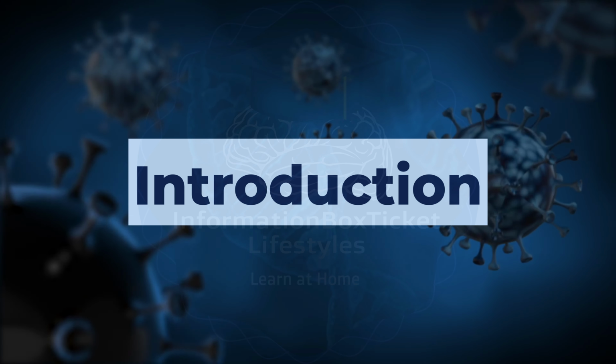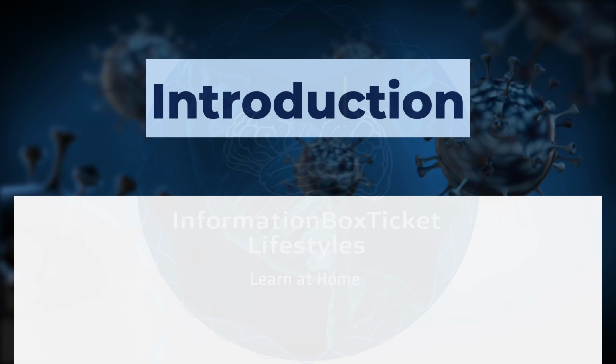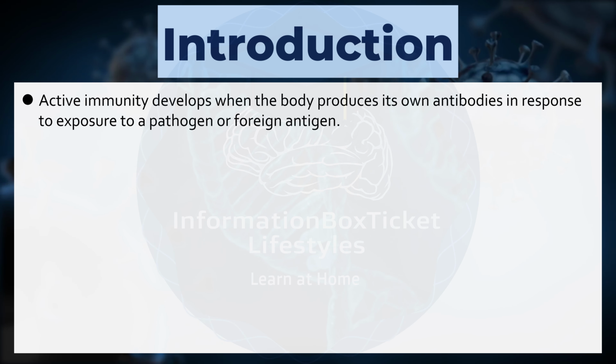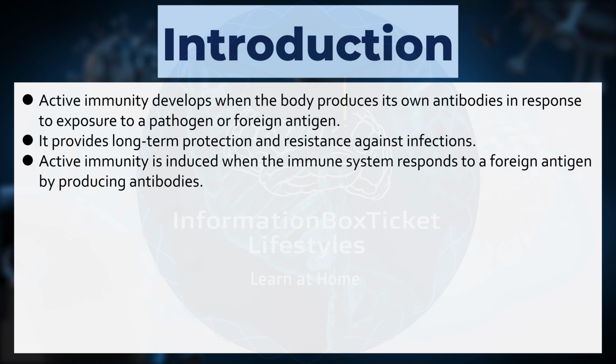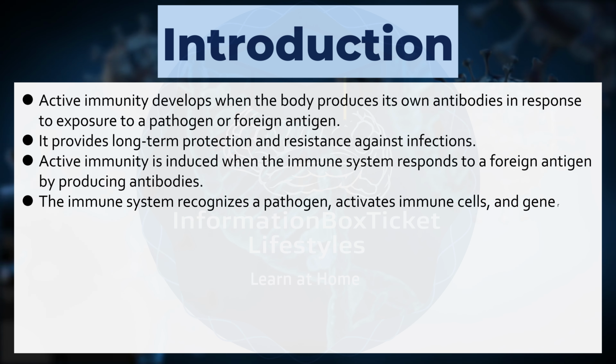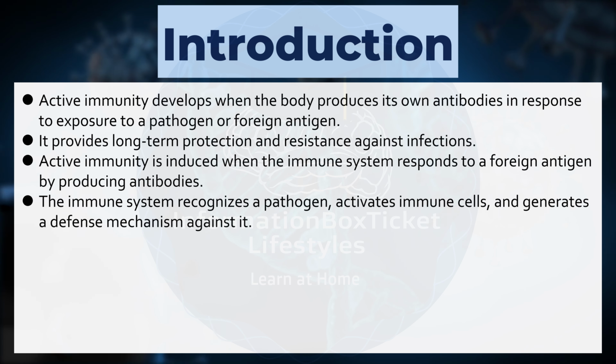Introduction of active immunity. Active immunity develops when the body produces its own antibodies in response to exposure to a pathogen or foreign antigen. It provides long-term protection and resistance against infections. Active immunity is induced when the immune system responds to a foreign antigen by producing antibodies. The immune system recognizes a pathogen, activates immune cells, and generates a defense mechanism against it.